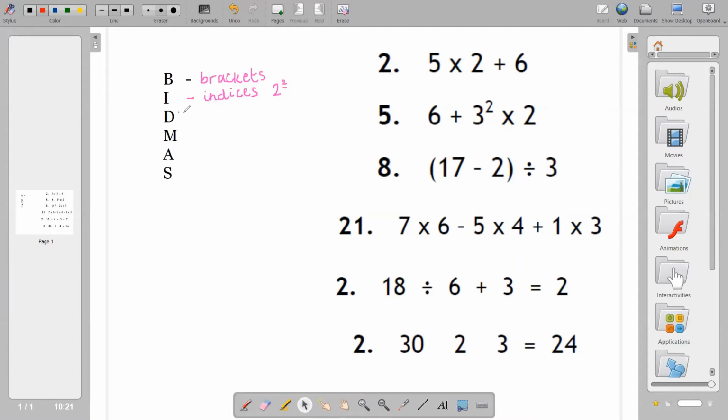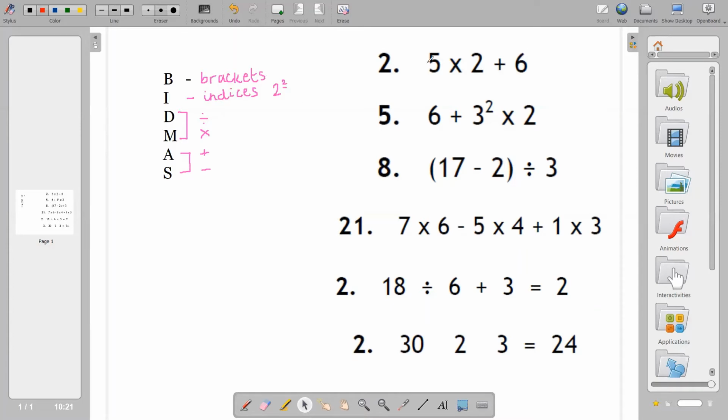Then here we have division and multiplication. Now they are done in the order that they appear in the sum. They don't have to be done division first, multiplication second. And then lastly, we have our addition and subtraction. And again, they are done in the order that they appear in the text, or in the sum.